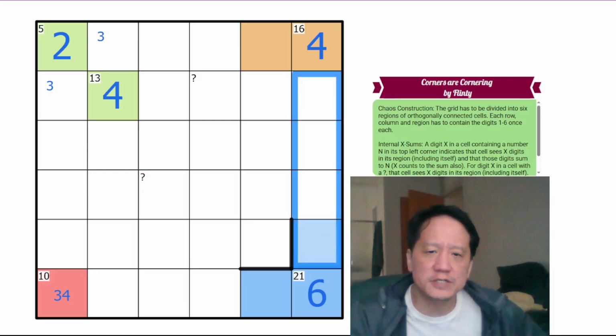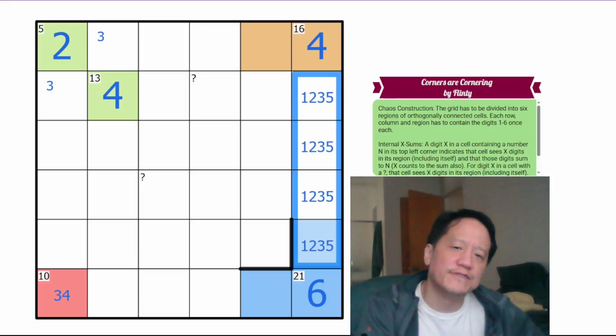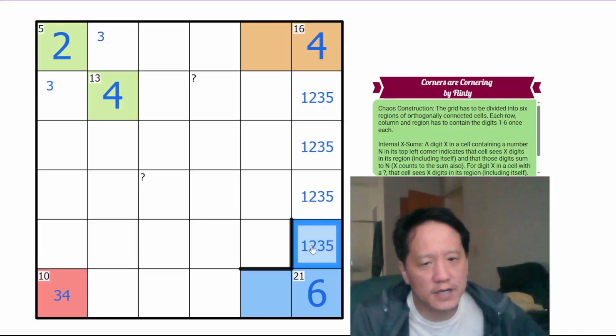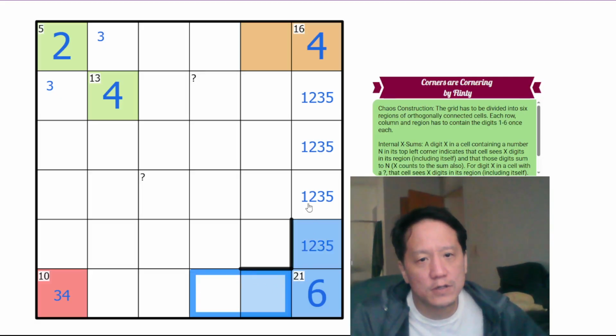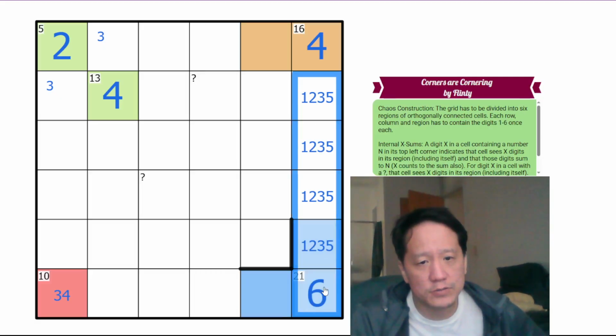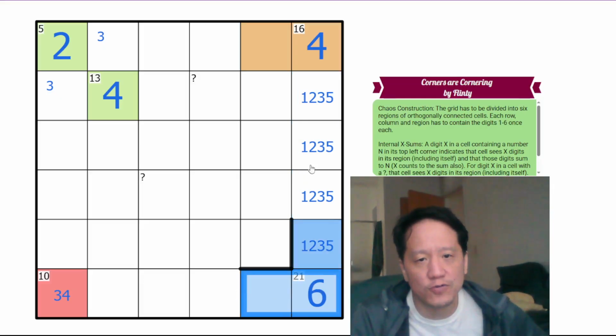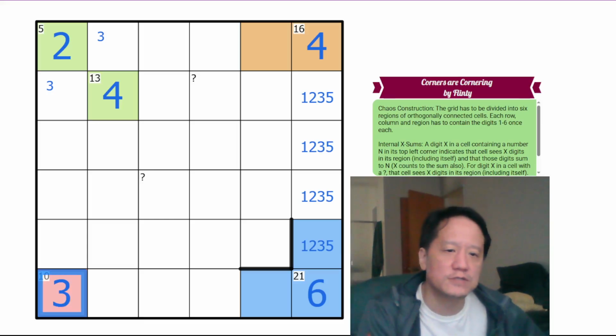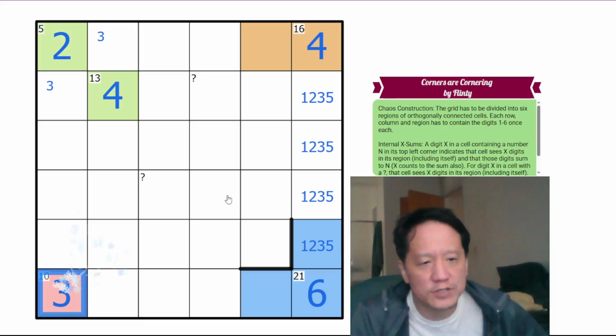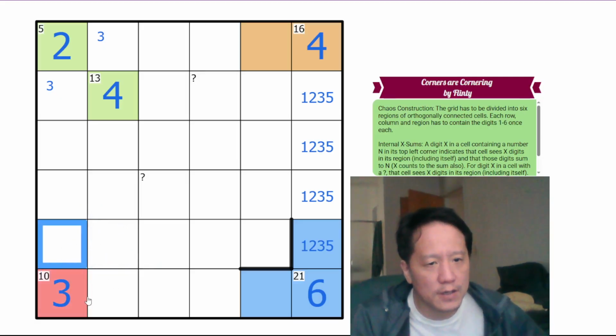Anyways, remaining digits in column 6 are 1, 2, 3, and 5. We need to have a 4. And 4 cannot be here. So where is the 4 for the blue region? It must be here, which means this can't be 4. So this is 3. So this is 3 cells to add up to 10. It must be either 1, 6, 2, 5, and those are the only possibilities.